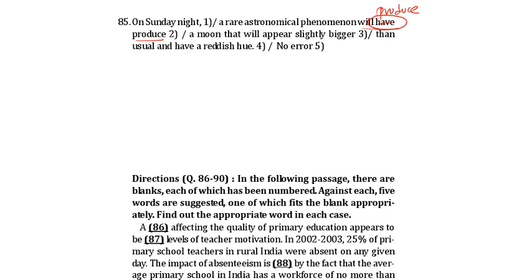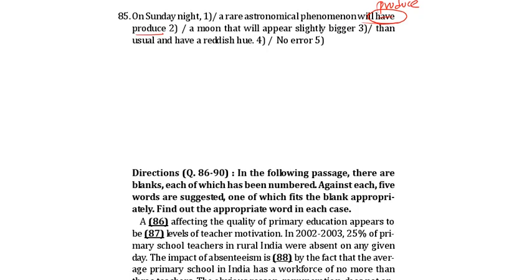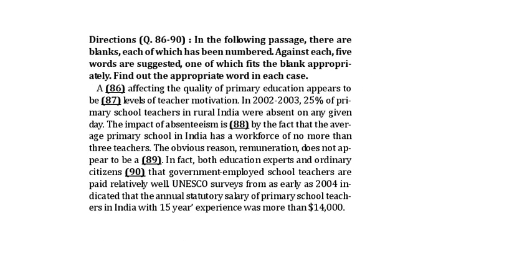So will produce. On Sunday night, a rare astronomical phenomena will produce a moon that will appear slightly bigger than the usual and have a reddish hue. So on Sunday night, we are going to see a moon which is slightly bigger than the normal one and has a reddish hue. That is going to occur. So will produce is correct. Next. Don't use have in the previous sentence.